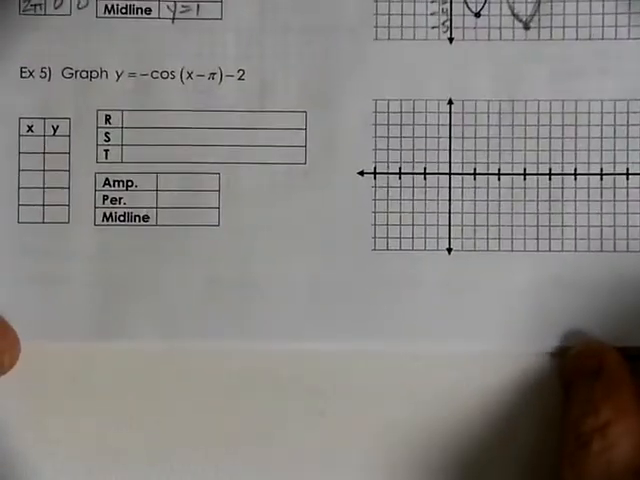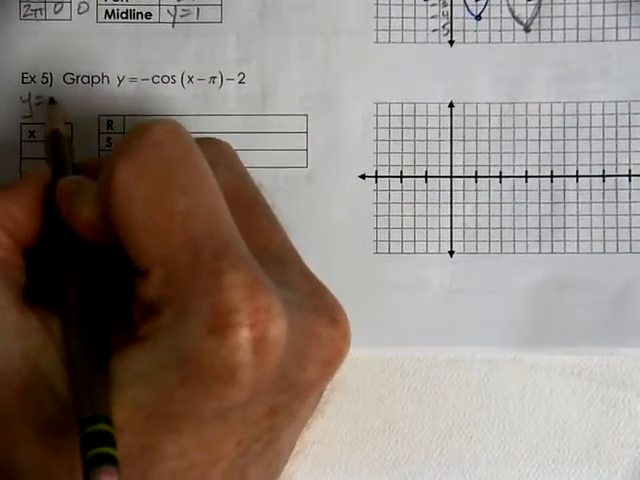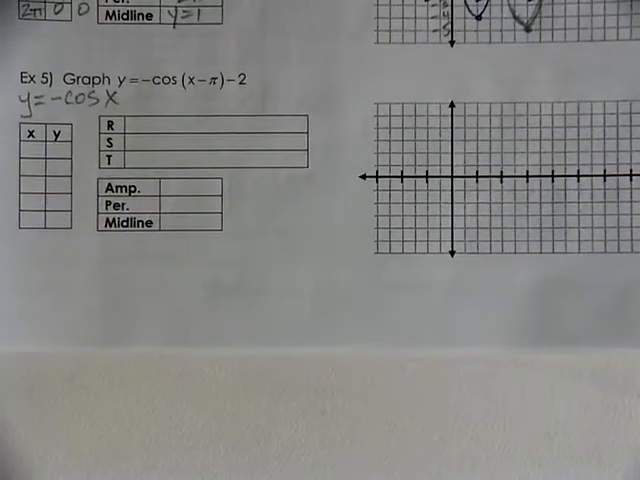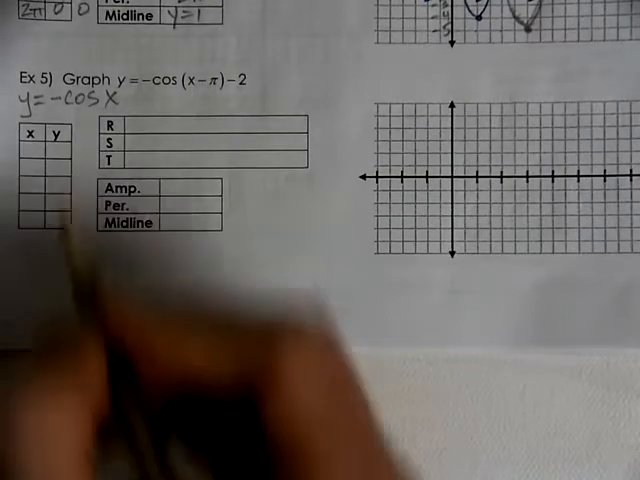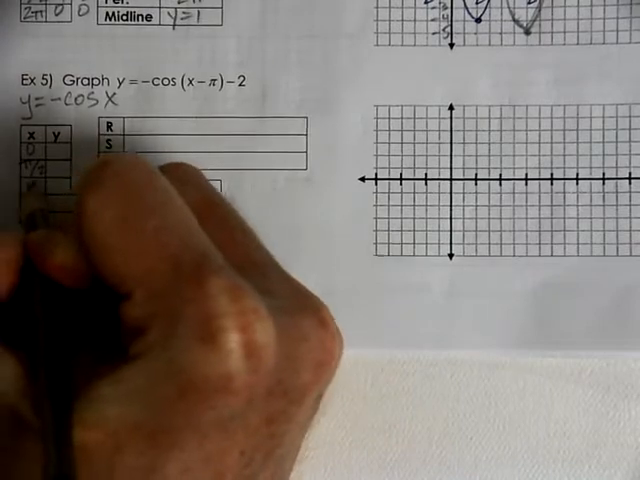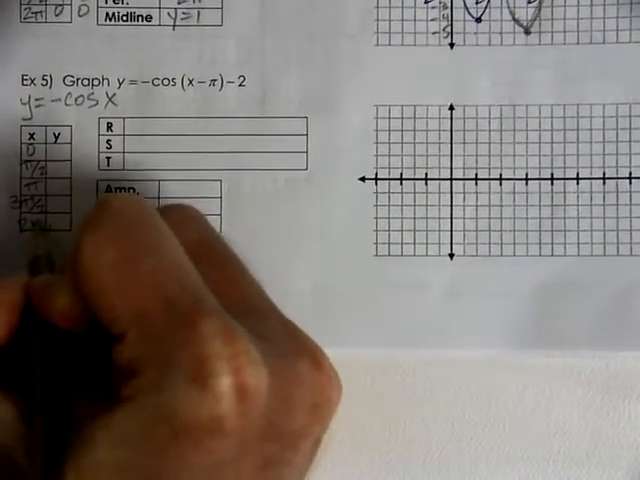Number 5. This is the cosine. Y equals negative cosine of x. There's no b value, so there's no need to recalculate a period. So we have 0, pi over 2, pi, 3 pi over 2, and 2 pi.